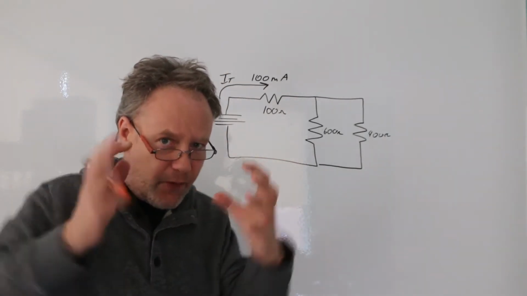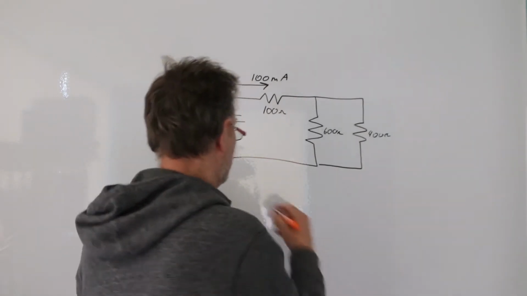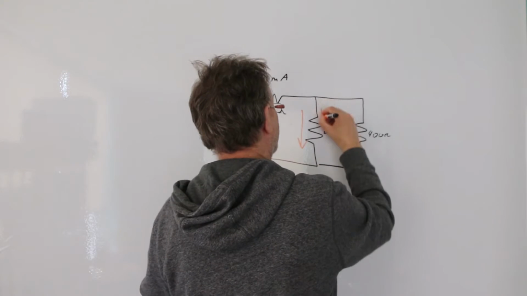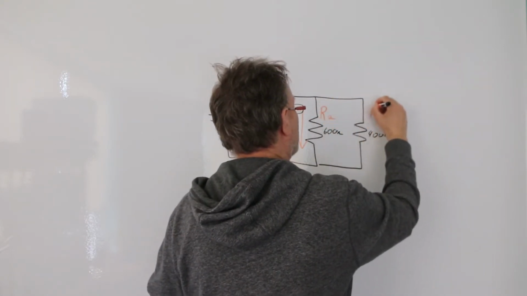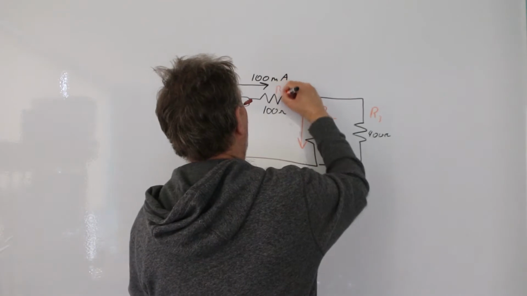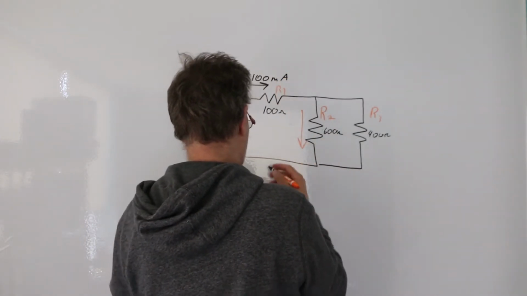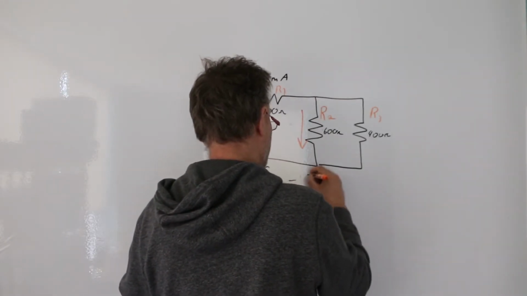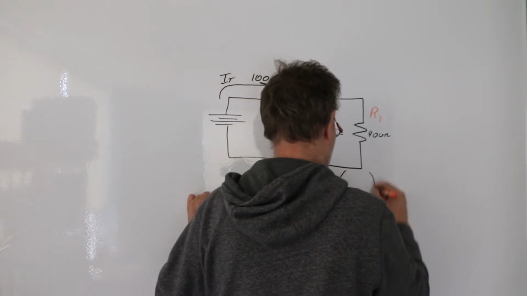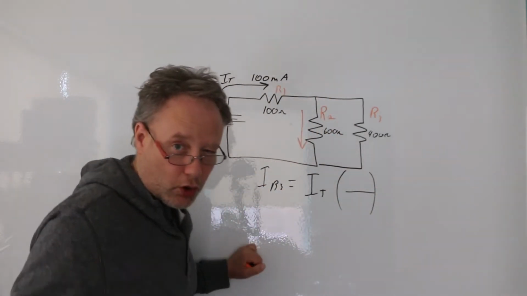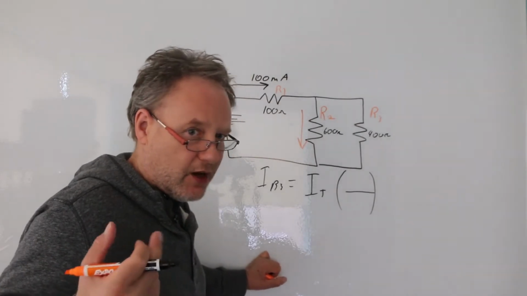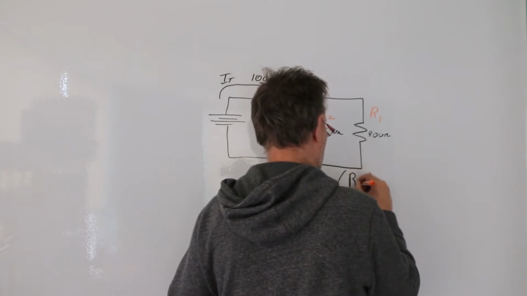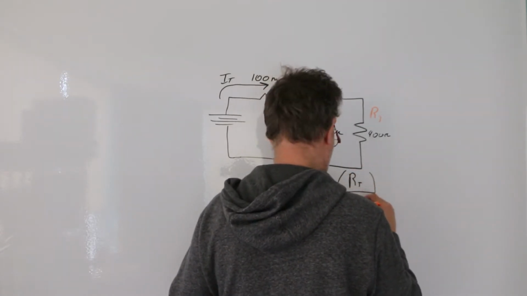What we're gonna focus on is why this formula, okay? We're gonna calculate the current going through here. So this is my R2, R3, and that's obviously my R1. The current through R3 is equal to IT divided by some ratio, where my total resistance RT goes on the top, and the resistance of the actual resistor that's dividing the current, R3, goes on the bottom.